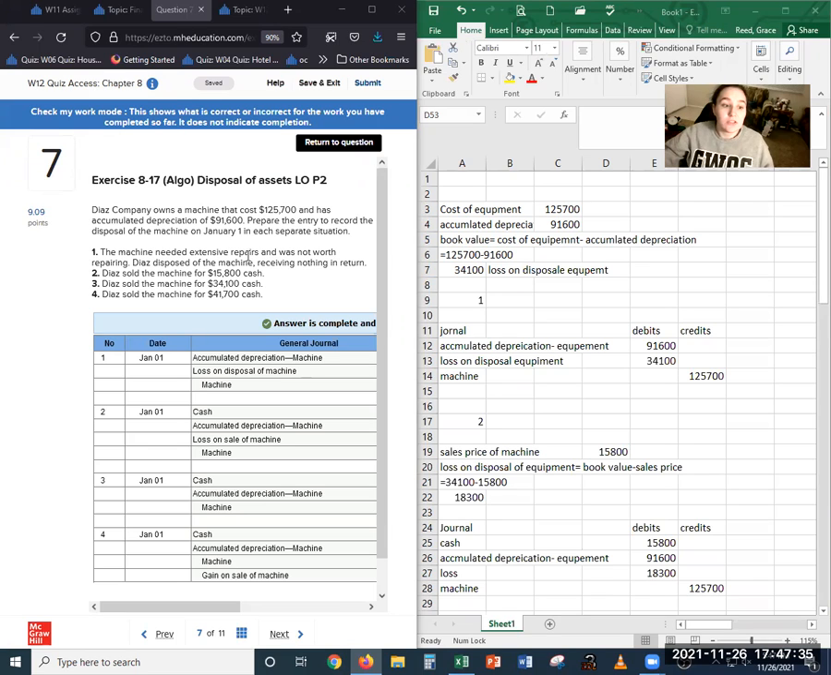equipment cost. For journal number 1, it says the machine needed an extensive repair and was not worth repairing. So he decided to dispose of the machine and not receive anything. Therefore, you need to figure out the book value. You do this by taking the cost of the machine minus the depreciation to get the book value, which is the loss of the equipment, in this case, the machine. So we have the depreciation value, then the loss of this disposal on machine, and then we have the machine in and of itself. So that's how we figured out that one.